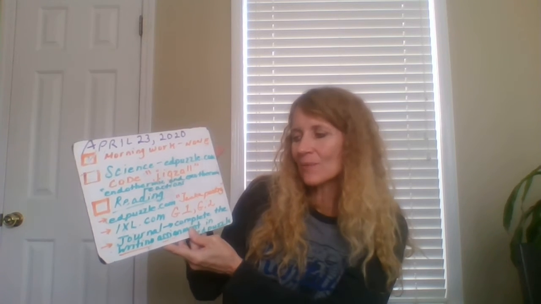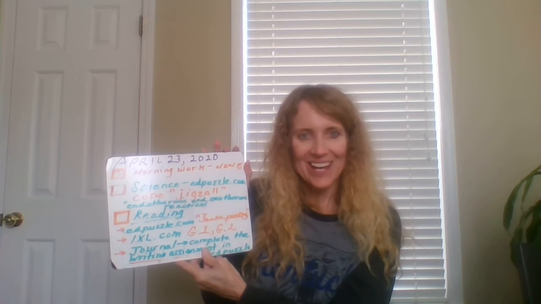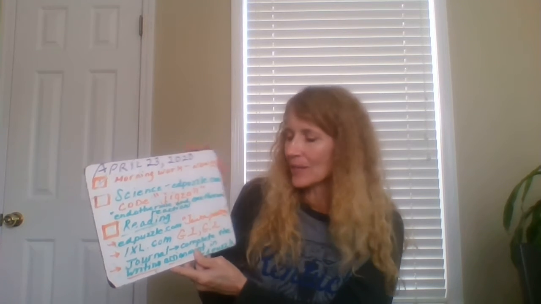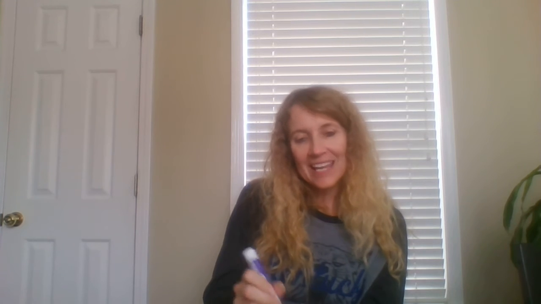You also, reading students, will be working on IXL.com. You'll be working on skills G1 and G2. With G1, that is going to be about point of view. So you'll have first person point of view in which the narrator is a character. You'll see a lot of the words like I and me, those types of pronouns within a selection in a book. With second person point of view, you'll see pronouns like you and yours.